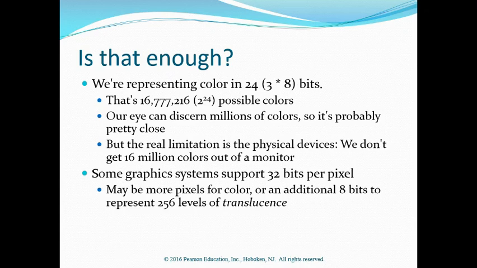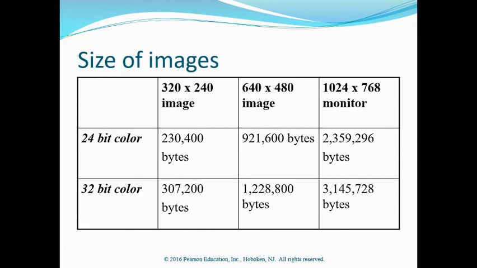Our eye can discern millions of colors, so it's probably pretty close. But the real limitation is the physical devices. We don't get 16 million colors out of a monitor. Some graphic systems support 32 bits per pixel, maybe more pixels for color, or an additional 8 bits to represent 256 levels of translucence.